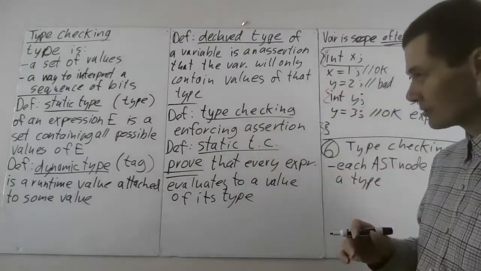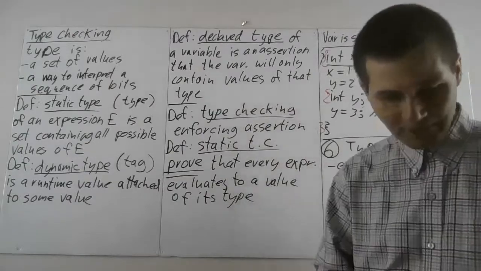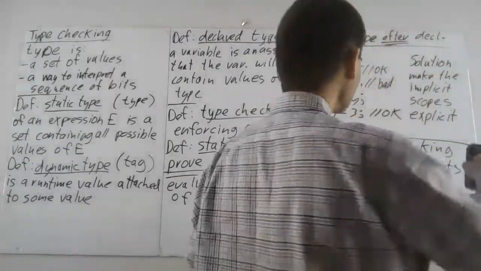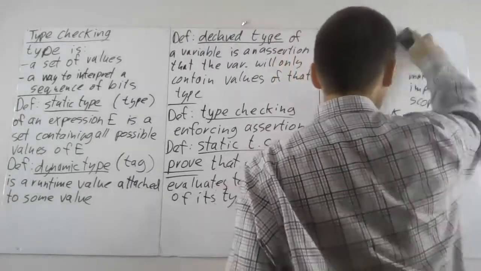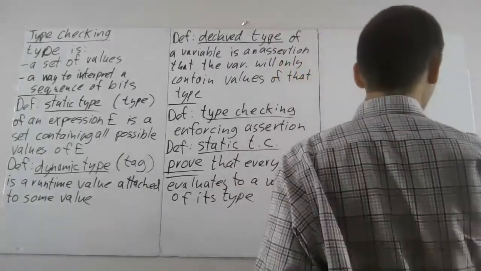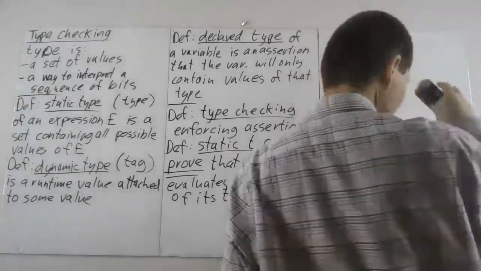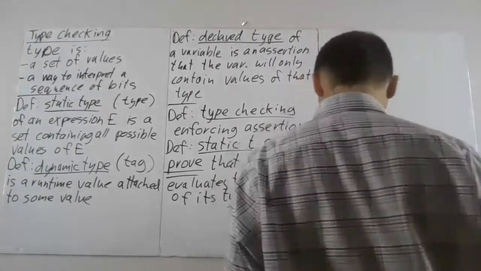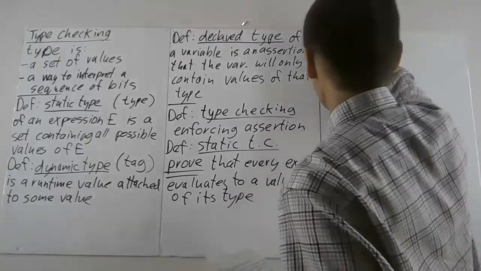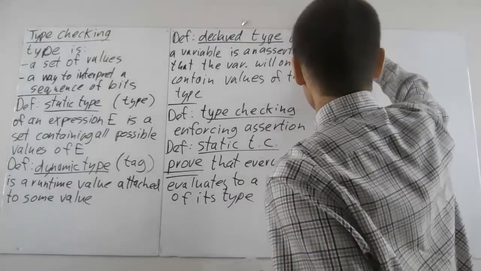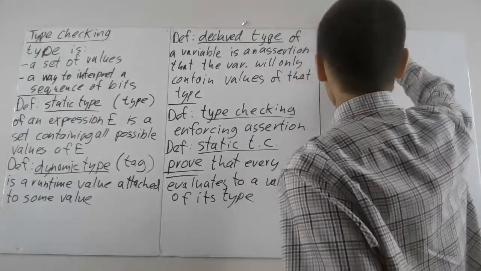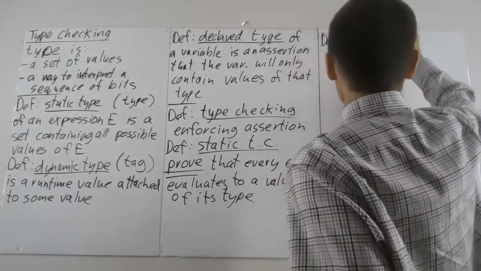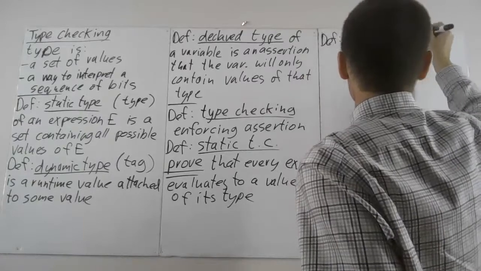I can also do type checking dynamically. And again, in Java, we're going to see an example of both. But the thing in this phase of the compiler is going to be the static type checking. Okay, so this will be my last definition, and then I'll be done. So, dynamic type checking.